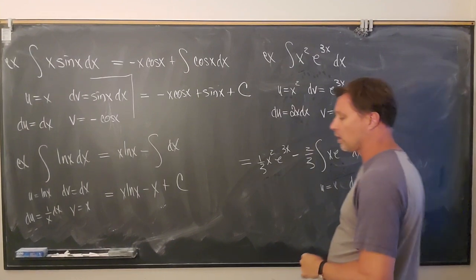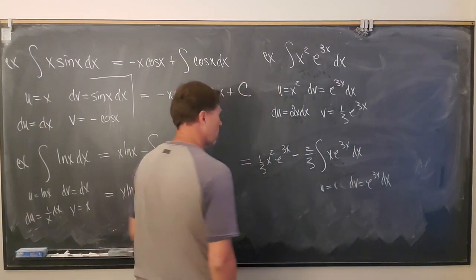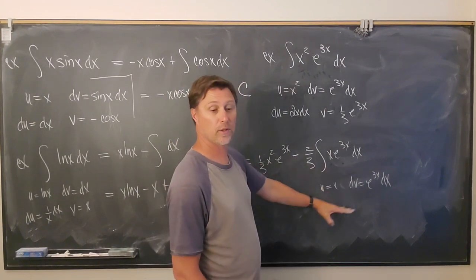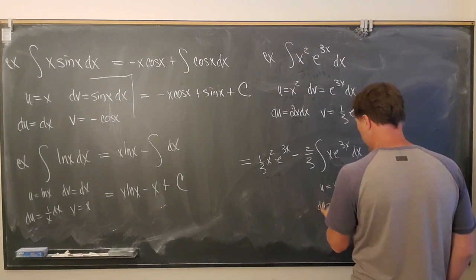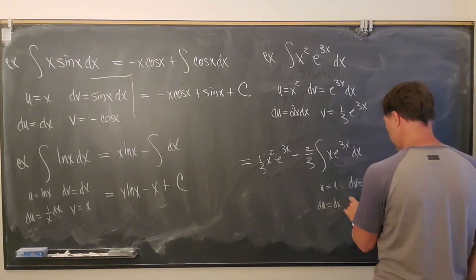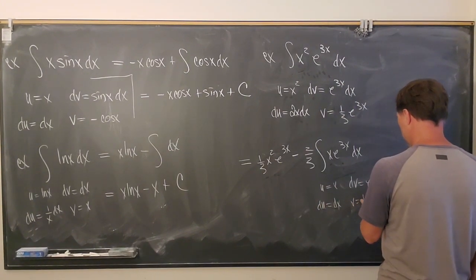So my point here is, when you do integration by parts, it may give you an integral for which you have to do integration by parts too. Du equals dx, and v equals 1/3 e to the 3x.